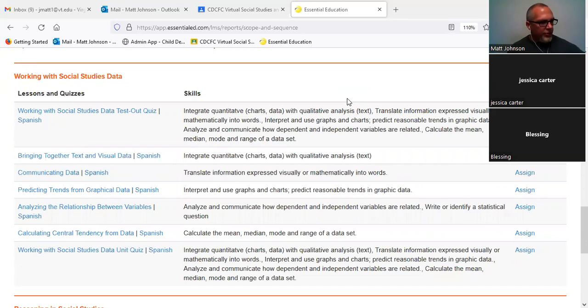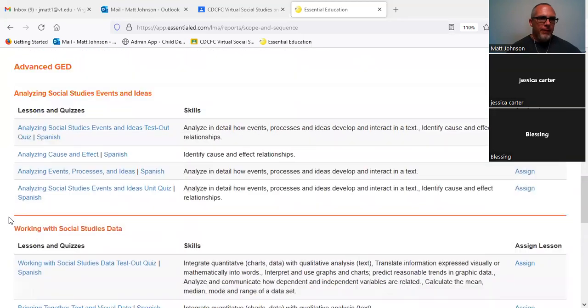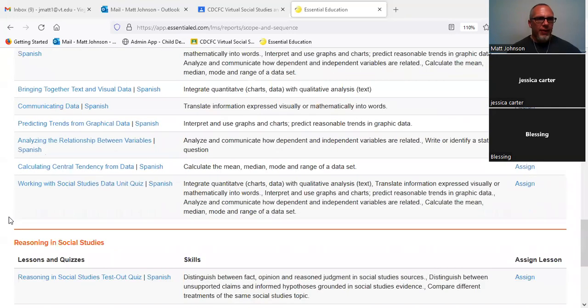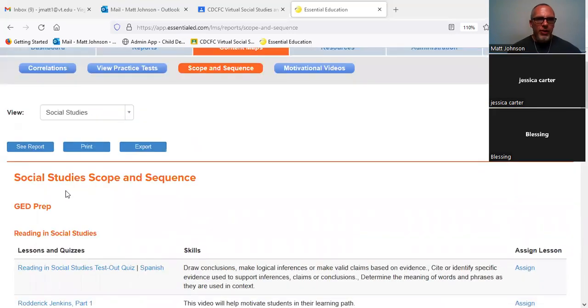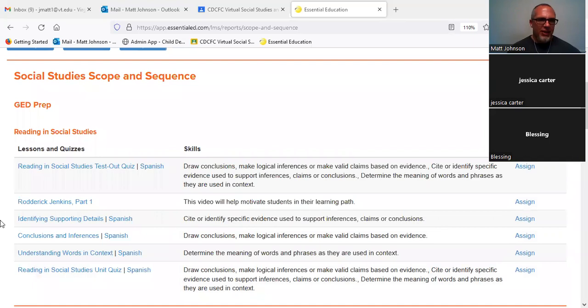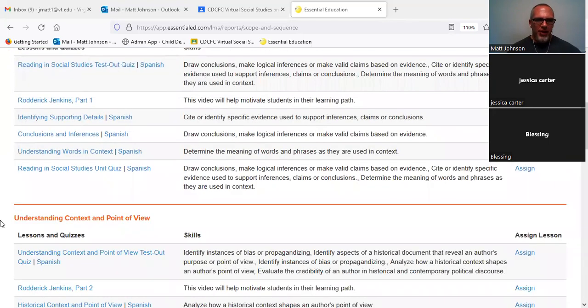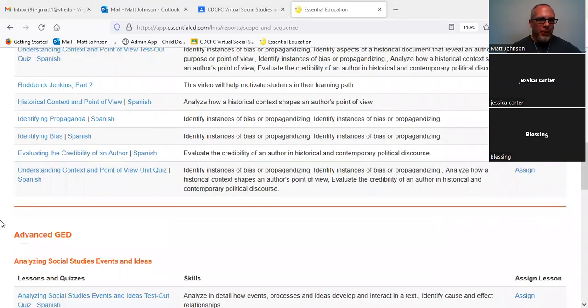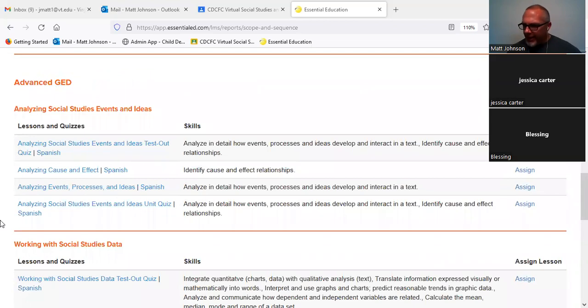Today, we're in social studies. We're going to work on bringing together text and visual data. Let me find the lesson here. We haven't looked at a lot of visual data yet. We've seen a few charts, some tables of information. I think we actually saw some in language arts. But we're actually going to get to some maps today.